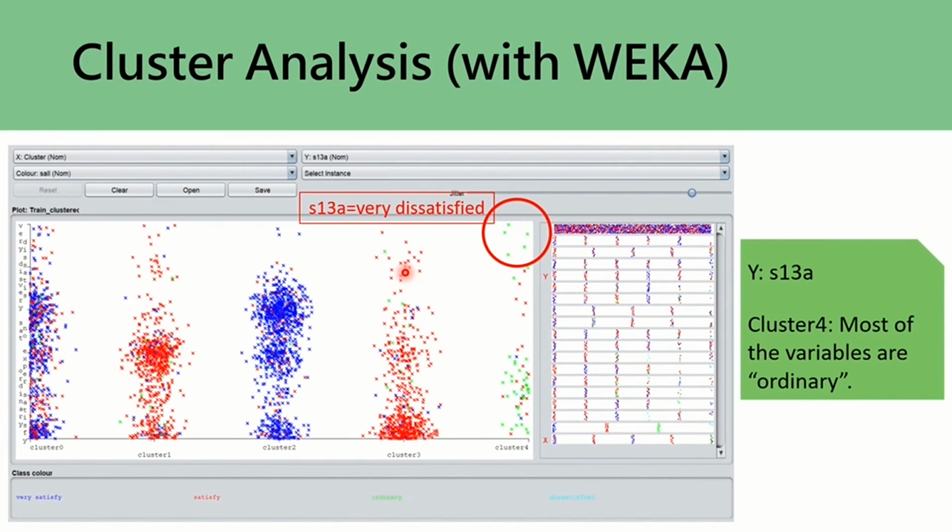In the cluster 4, most of the variables are ordinary. In this red circle, although S13A is very dissatisfied, most of the variables are ordinary, so it doesn't affect the result of overall satisfaction in Taiwan.